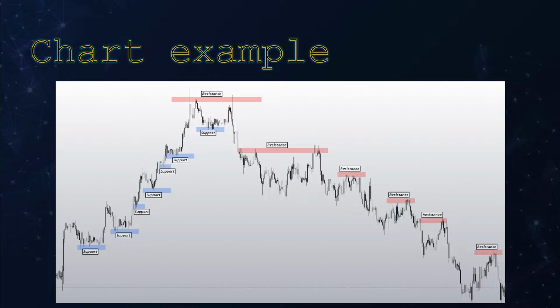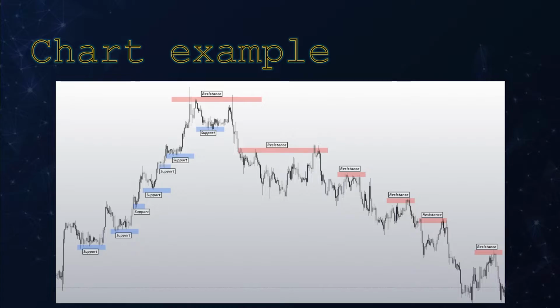On the left we drew support zones. These are the dips in an uptrend. And on the right we drew the resistance zones. These are the rallies in a downtrend. Remember, buyers buy the dip and sellers sell the rally. Take a minute to look at them, so your brain can take it all in.